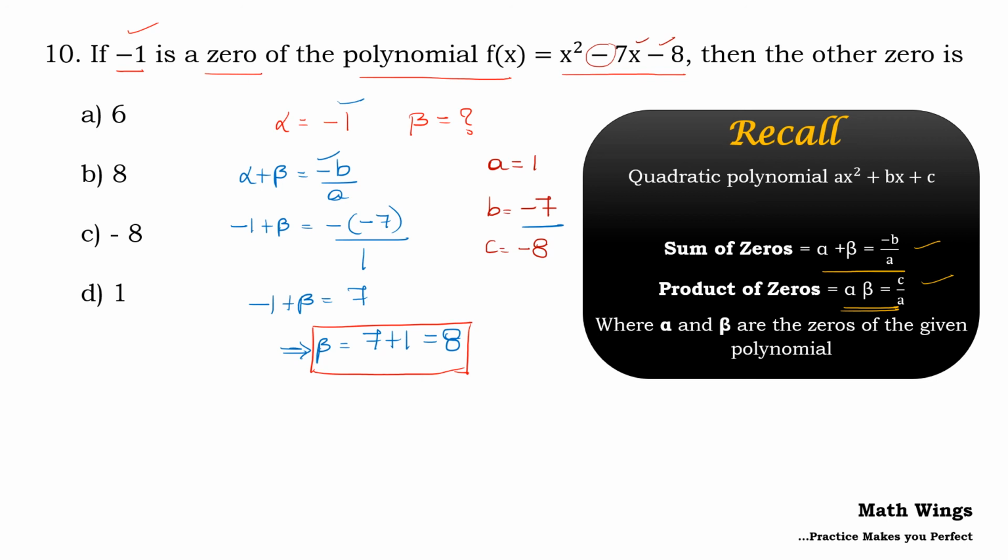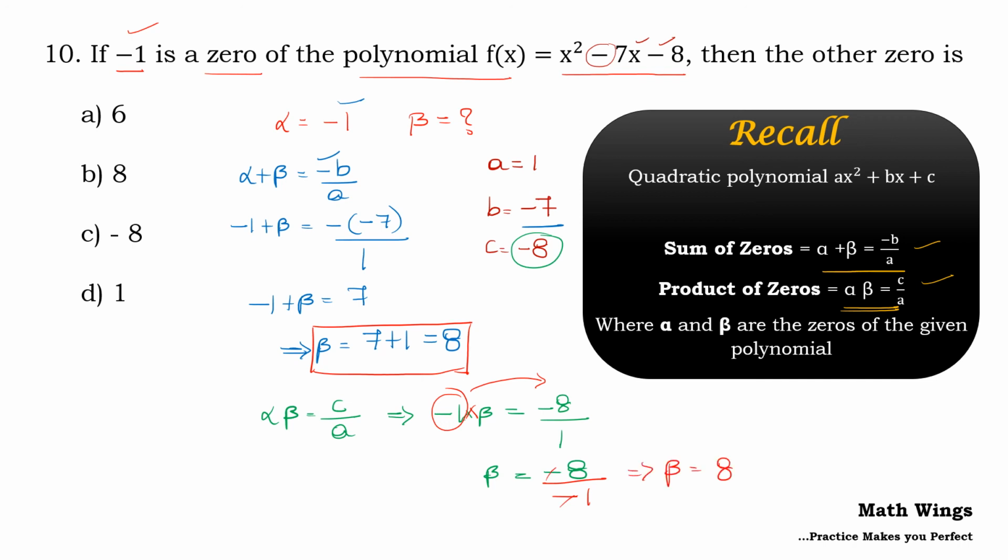Now let us see how we can find the value of another 0 using the product of zeros concept. So we know that alpha beta, that is equal to c by a. So what is alpha here? We have alpha as minus 1 into beta, that is equal to c by a. Our c value here is minus 8 divided by a is 1. So here minus 1 into beta is equal to minus 8. Here in the left hand side, minus 1 is getting multiplied with beta. Therefore, when it goes to the other side, it becomes divided by minus 1. So, minus and minus gets cancelled. This implies that beta is 8. So, whatever the method you use here, you will get the same answer for the beta, that is 8. Therefore, the answer is option B, 8.